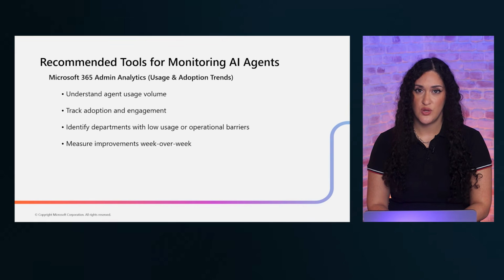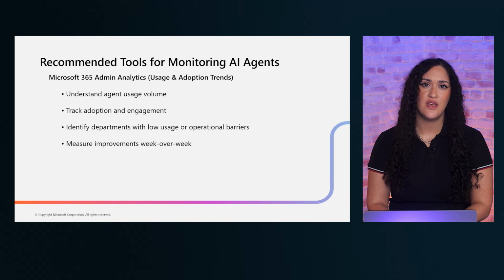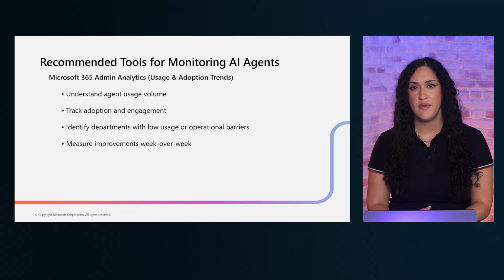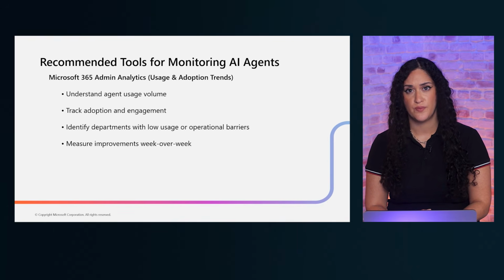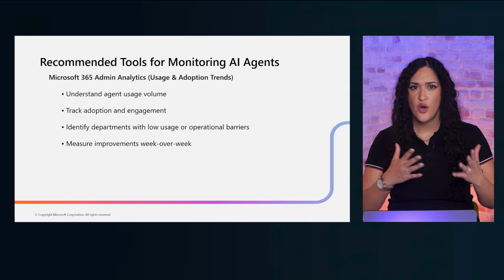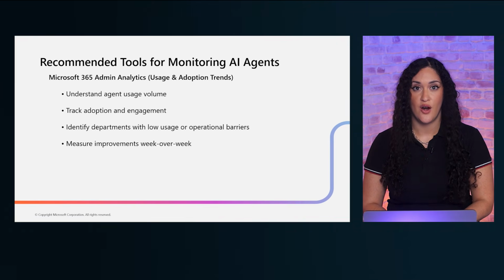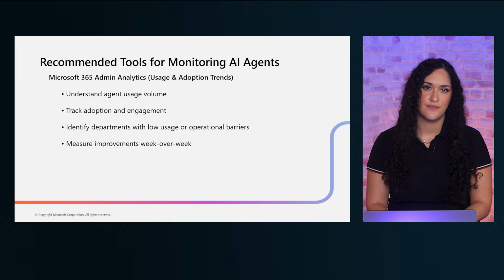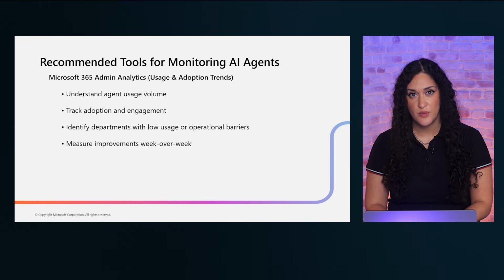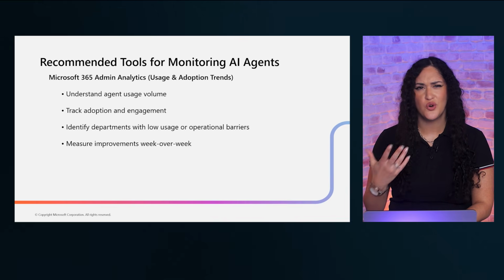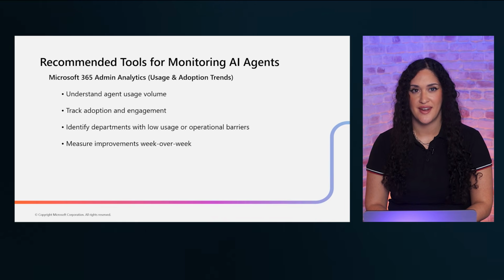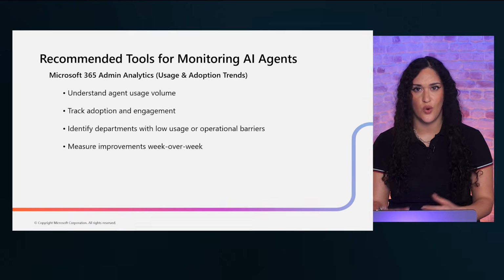This tool is especially useful for identifying departments with low usage or operational barriers. Maybe they were not trained properly, or maybe the agent does not fit their workflow. You can also measure improvements week over week, which is critical for showing ROI to stakeholders. Your best practice is to review these analytics alongside performance data because high adoption with poor quality is just as problematic as low adoption with great quality.